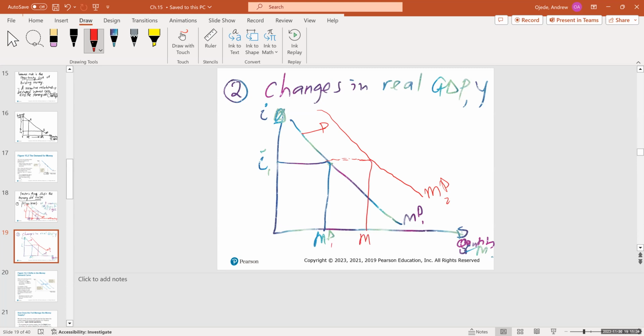Okay, so this is MD2. At a constant interest rate, people demand more dollars because their real income is going up. They need more dollars to go and buy goods because they have higher income. And the converse is true.